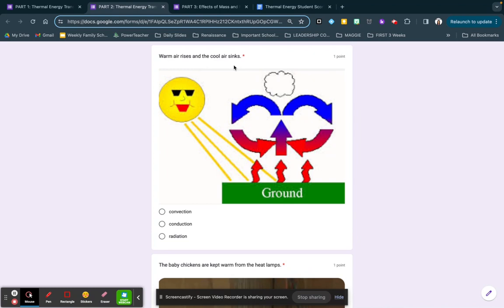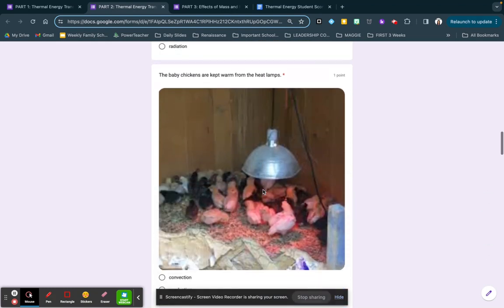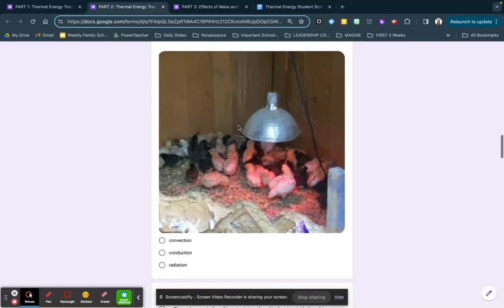Warm air rises and cool air sinks to the ground. Whee, right? This whole process is this convection, conduction, or radiation? Baby chickens, they're kept warm from heat lamps, right? Some of you guys had heat lamps in your food trucks, right? So are those heat lamps convection, conduction, or radiation?